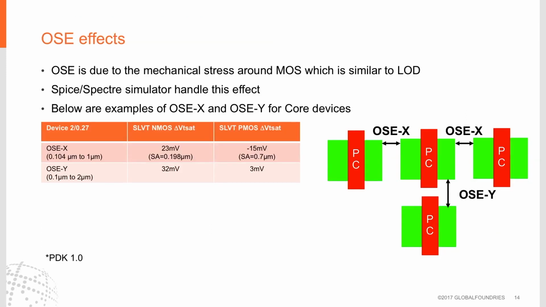The oxide spacing effect is essentially the spacing between the transistors, and it is caused by the mechanical stress around the MOS, which is similar to the length of diffusion effect. SPICE and Spectre take this into account as well, and some examples of the OSE-X and OSE-Y for core devices are shown in the table. The picture on the left shows where OSE-X is the space in the X direction between the transistors and OSE-Y is the space in the Y direction.